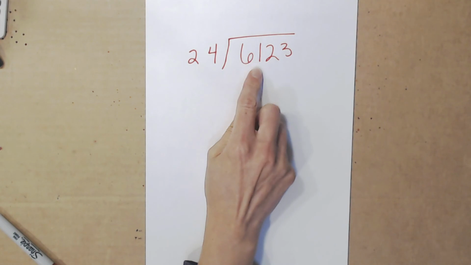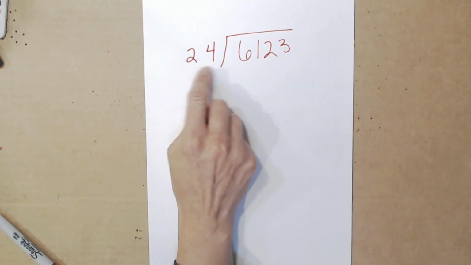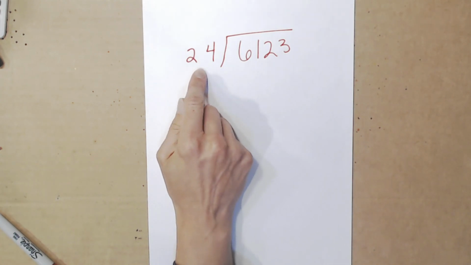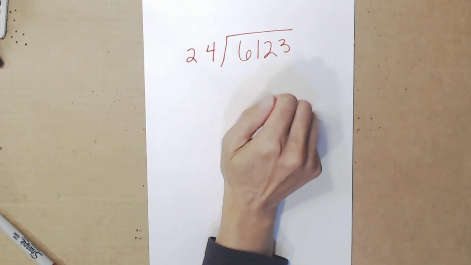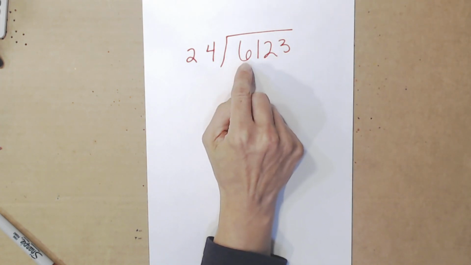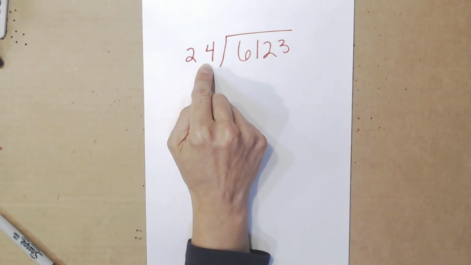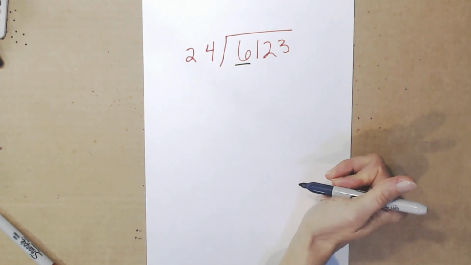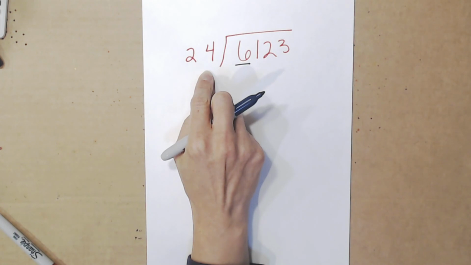Here's our second problem. We have 6,123 divided by 24. So this time our divisor is 2 digits, but we're going to use our same technique to solve this problem. We want to think of it as sharing, and we're just going to think about money because that's easy to visualize. $6,123 shared among 24 people. So we start with our thousands place. We have 6 thousands. Can we share those thousands so that each of the 24 people get at least 1? No, we cannot. We don't have enough.